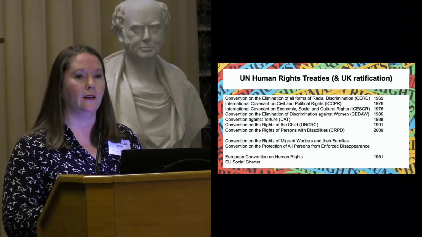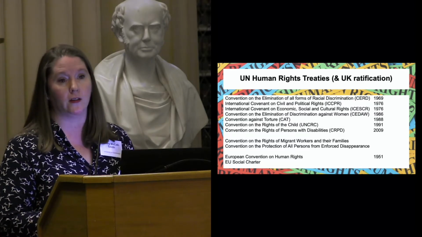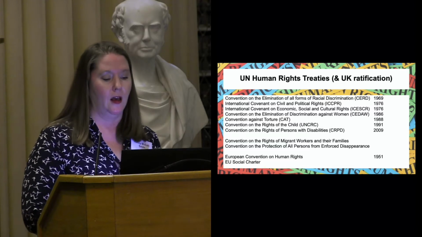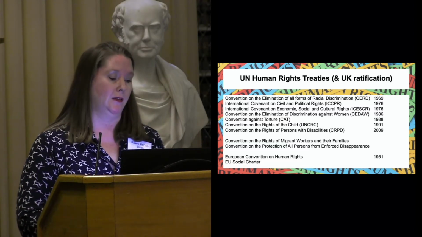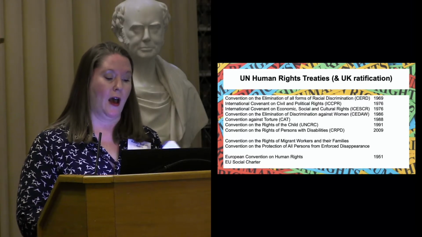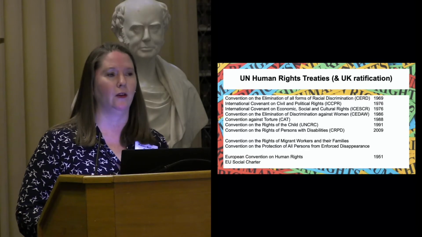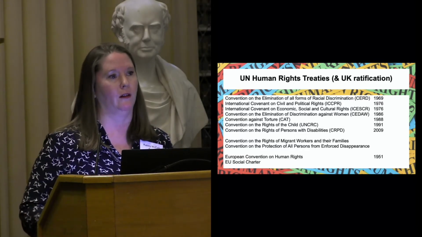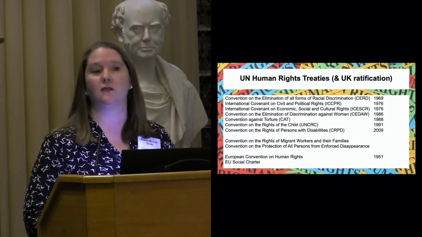Then the two that the UK has not ratified are the Convention on the Rights of Migrant Workers and their Family, which obviously will be relevant, particularly in light of Brexit, and the Convention on the Protection of All Persons from Enforced Disappearances. They have also ratified, obviously, the European Convention on Human Rights, and then we also have the EU Social Charter and its applicability through EU regulation. And what will happen with that after Brexit remains to be seen.